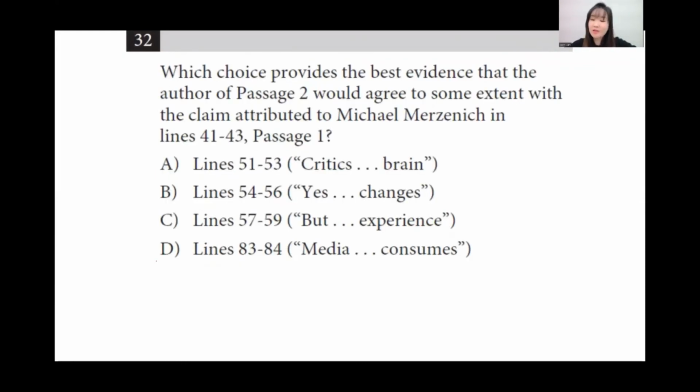Okay, so this one is another one that's a little bit tricky, but let's give it a shot. Which choice provides the best evidence that the author of passage 2 would agree to some extent with the claim attributed to Michael Merzenich in lines 41 through 43 in passage 1? In this case, the reason why this question falls under the yield category is because of this phrase, "would agree to some extent." What does that mean? It's basically the same thing as yield, acknowledge, concede, right? Where the author is saying, yeah, I do agree with you guys to some extent, but in the end, I still think that I'm right, right?